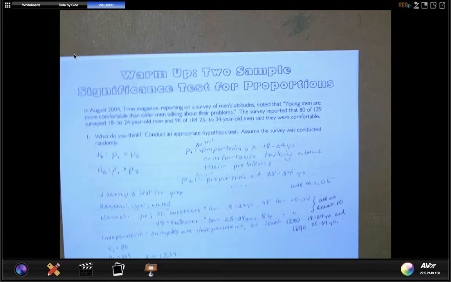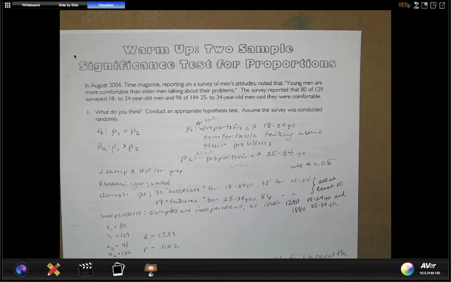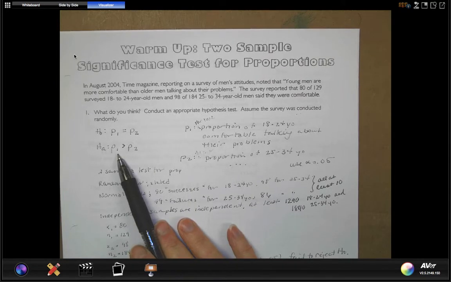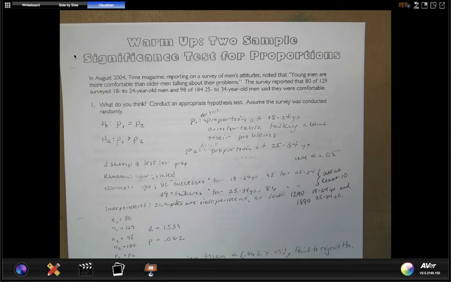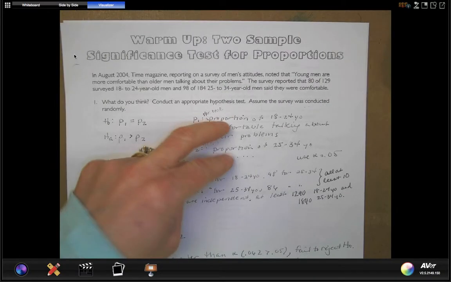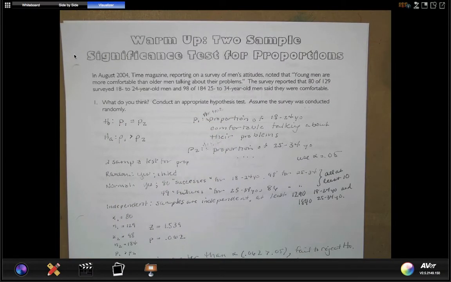All right, so here, a couple things about this warm-up. Again, you can go either direction when you're doing that P1, P2. If you defined them differently, maybe your HA would be different than mine. I have two samples, each has four proportions, random, so it's data for both.